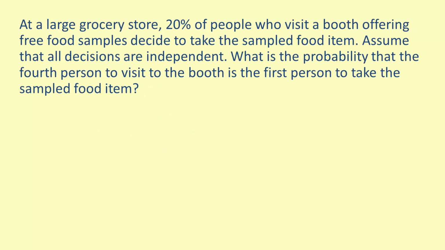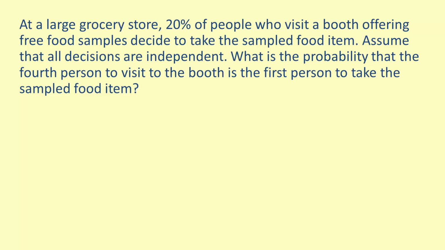Let's try an example that makes use of the geometric distribution. At a large grocery store, 20% of people who visit a booth offering free food samples decide to take the sampled food item. Assume that all decisions are independent. What is the probability that the fourth person to visit the booth is the first person to take the sampled food item? To begin, let's make sure that it's appropriate for us to use the geometric distribution.